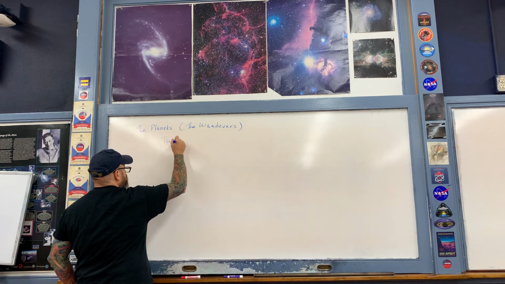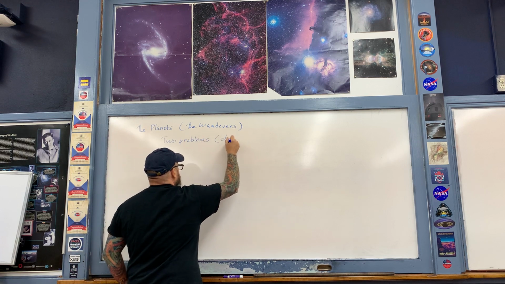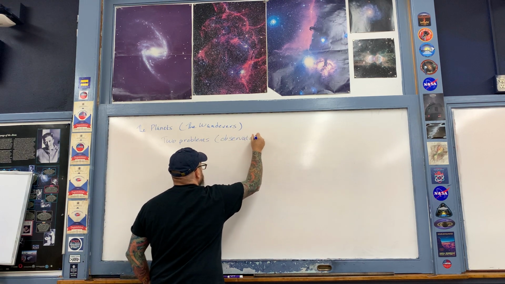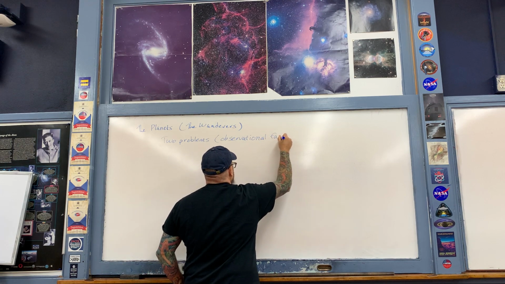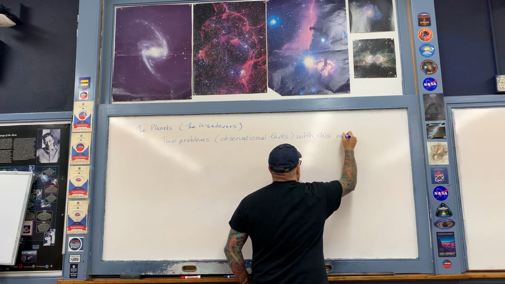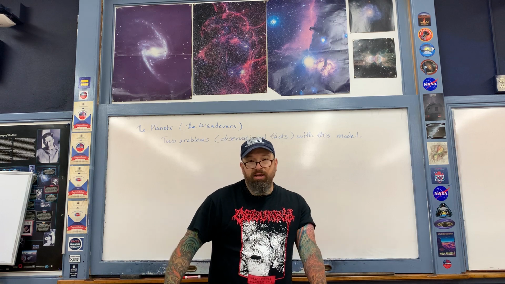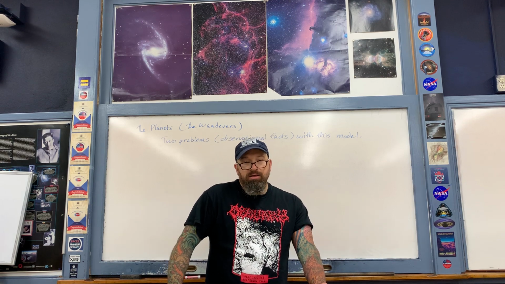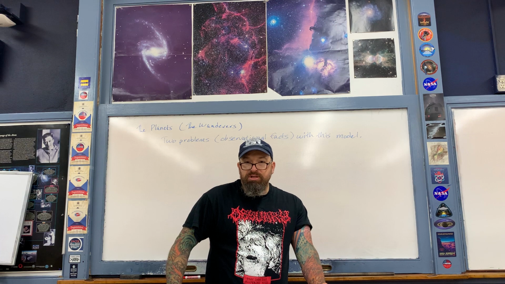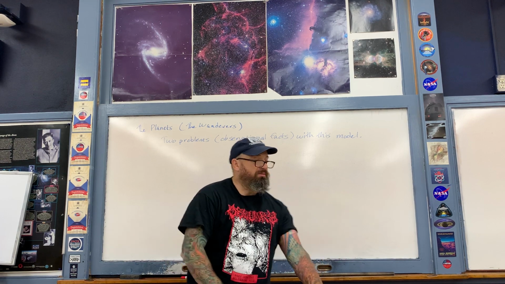Okay, so there are two problems with this model. These problems are observational facts. The first of those problems concerns the planets Mercury and Venus. It is a fact that you will never see Mercury or Venus in the middle of the night. You will only see those two planets near twilight, that is around sunrise and around sunset.